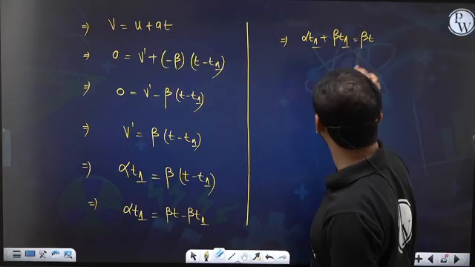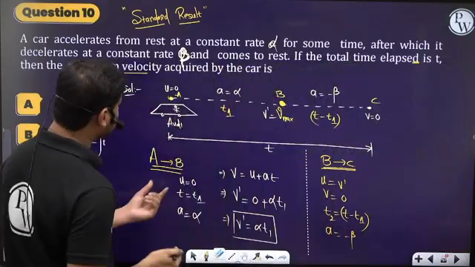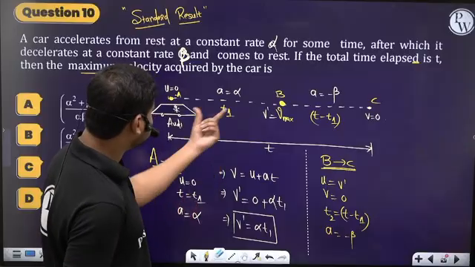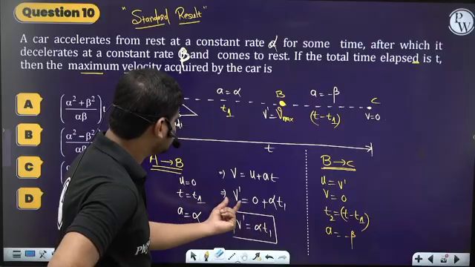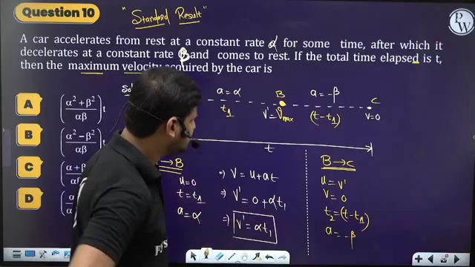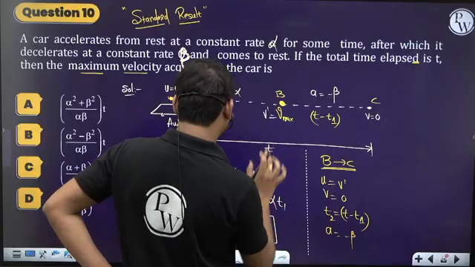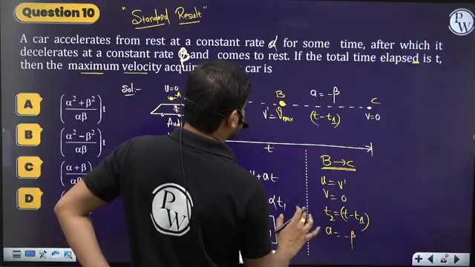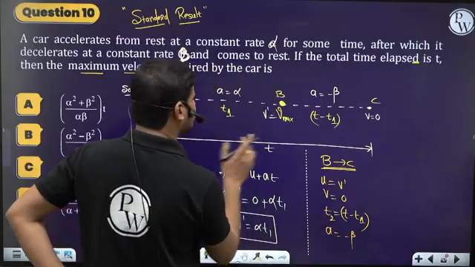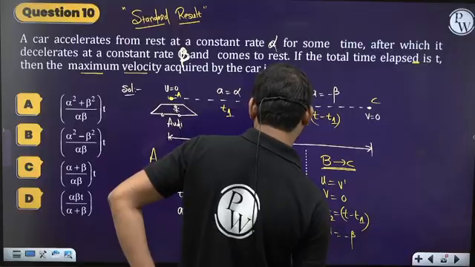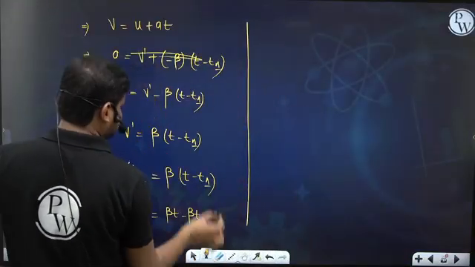Some mistake we made, just check once. First, the body has started from rest, so time is t1 and a is alpha, then v is equal to u plus at. Initial velocity is 0, so v dash is equal to alpha t1. This is fine. Then the initial velocity u is equal to v dash. Then v is equal to 0, acceleration is minus beta, and the total time will be t minus t1. Fine. So from here, let's write the equation.